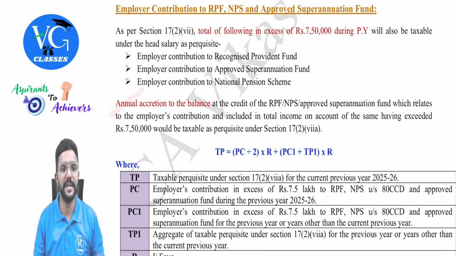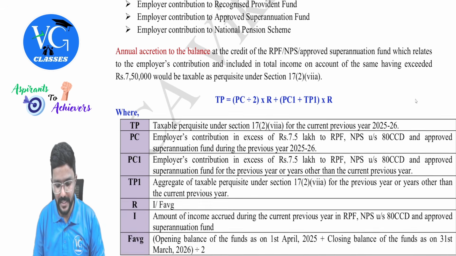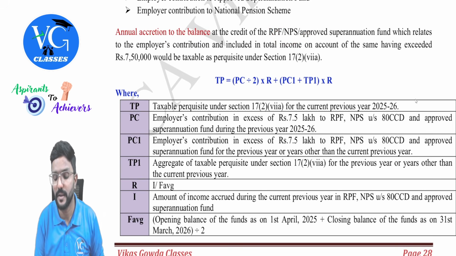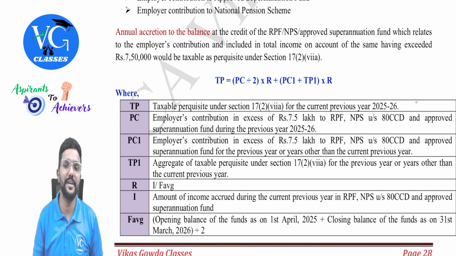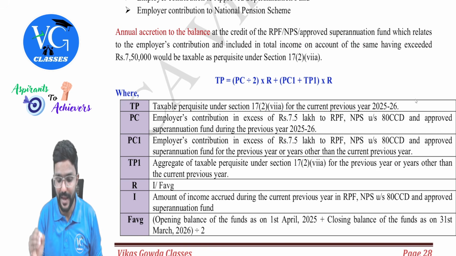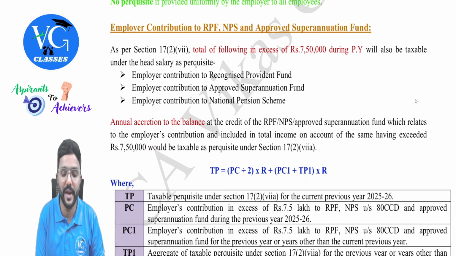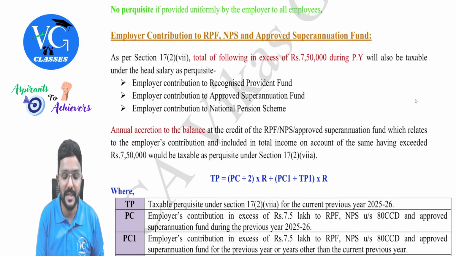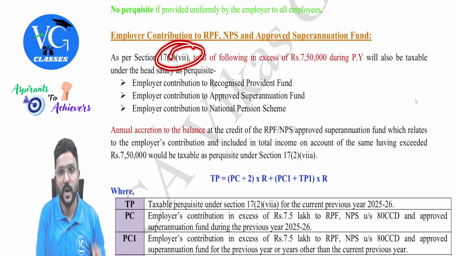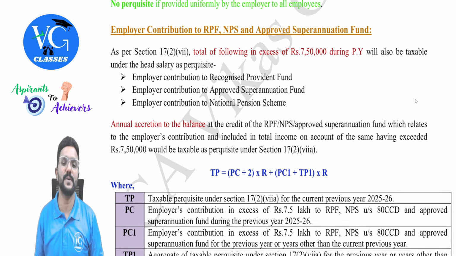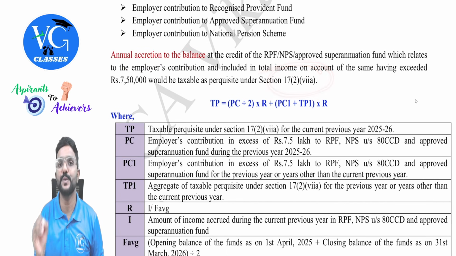So you can see here, let me read it. Annual accretion to the balance at the credit of the recognized provident fund, national pension scheme or approved superannuation fund, which relates to the employer's contribution and included in the total income on account of the same having exceeded 7,50,000, would be taxable as perquisite under section 17(2)(viia). That is, whatever is taxable under section 17(2)(vii), on that whatever income is earned, even that would be taxable as perquisite under section 17(2)(viia).